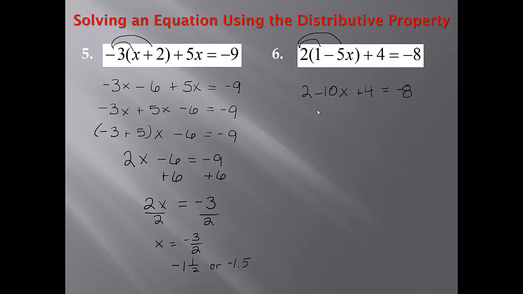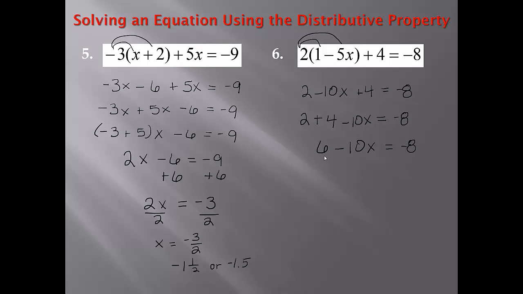Now I need to combine my like terms. On this one, the 2 and the 4 would be my like terms. So I have 2, and then my plus sign is going to follow with the 4, so plus 4. My minus would then follow with 10x, so I have minus 10x. And that equals negative 8. 2 plus 4 is 6, so I have 6 minus 10x equals negative 8.